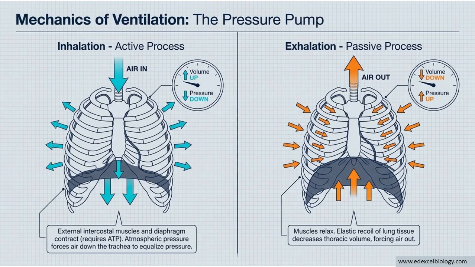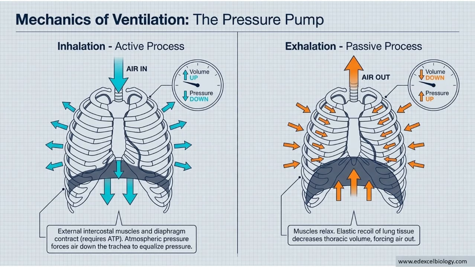Exactly. Inhalation is an active muscular process. The diaphragm, which is a dome-shaped muscle at the base of the chest, contracts and pulls downward, flattening out. And at the same time, the intercostal muscles contract, pulling the rib cage up and out. Right. This muscular action significantly increases the internal volume of the chest cavity. And as physics dictates, when volume increases in a closed space, pressure decreases. So the pressure inside the lungs drops below the atmospheric pressure outside.